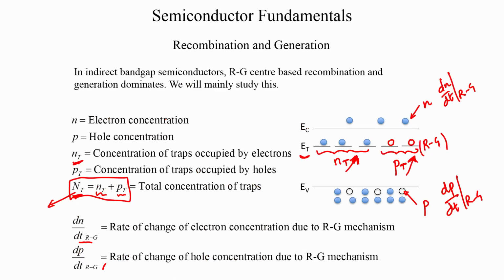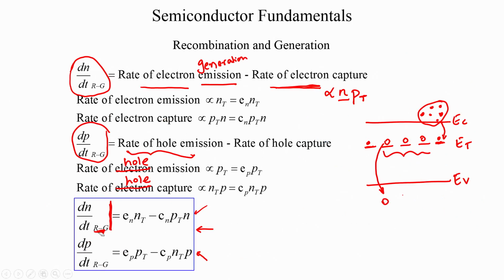Okay, so the rate at which the electron and hole count changes because of RG mechanisms is the rate at which electrons are emitted minus the rate at which electrons are captured, and the rate at which holes are affected due to RG processes is dependent upon the rate at which holes are emitted minus the rate at which holes are captured. So this is our starting point for any analysis.